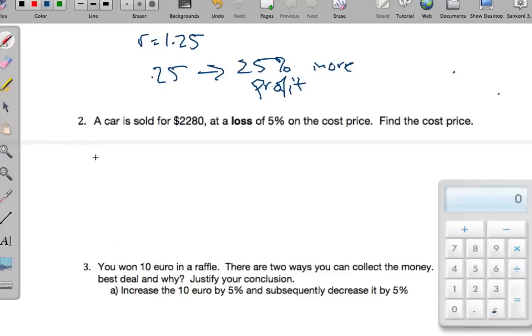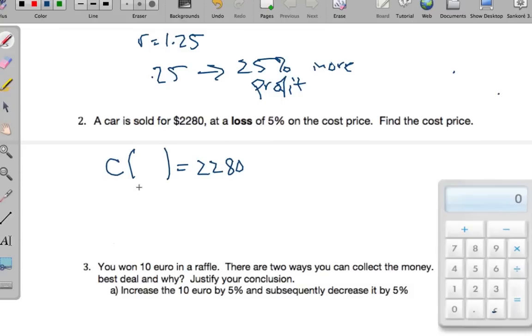All right, let's try another example then. Let's take a look at the second problem now. A car is sold for $2280 at a loss of 5% of the cost price. So if I'm in the car business, I buy a car for some cost, and I have to take that cost and multiply it by my multiplier, and then I'm going to end up with $2,280 left. But if I have a loss, what's my multiplier going to be this time, Mr. Cole?